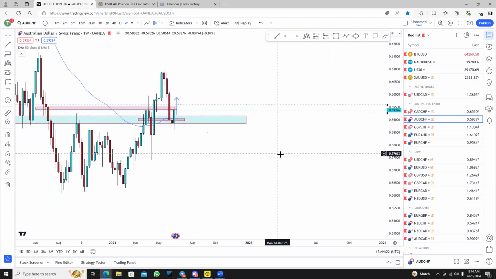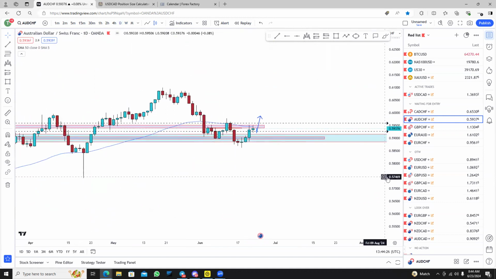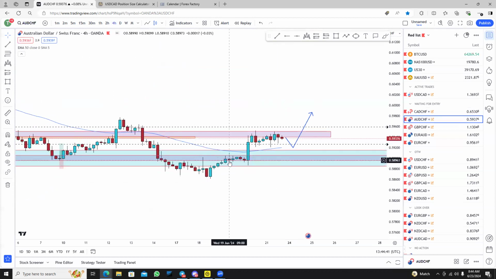All right. Like I said, weekly bullish, daily is currently bearish. See that? At the daily EMA. Look at that. Daily EMA, daily box. Watch a 4 hour. 4 hour is currently bullish.